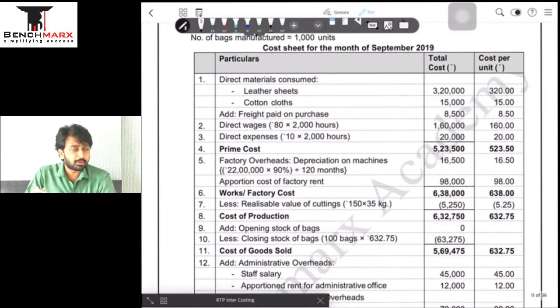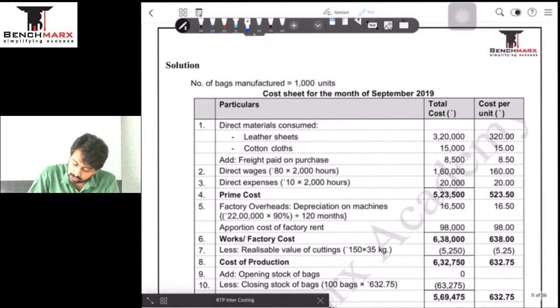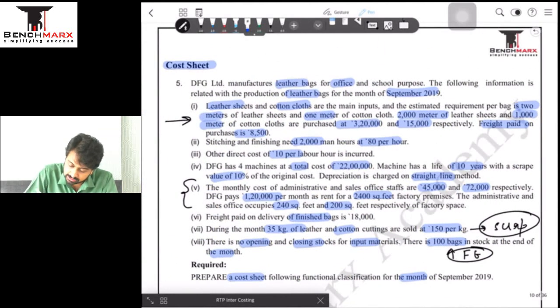सो एज आई सेड, तुम्हारा ओपनिंग क्लोजिंग स्टॉक मटेरियल्स कंज्यूम का है नहीं. सो व्हाट एवर इज द कॉस्ट ऑफ परचेज यू डायरेक्टली टेक इन द कॉस्ट. सो 320 लेदर शीट्स एंड 15,000 इज माई कॉटन क्लॉथ इज कमिंग फ्रॉम द फर्स्ट डेटा ईयर. 320 coming from here, 15,000 coming from here.